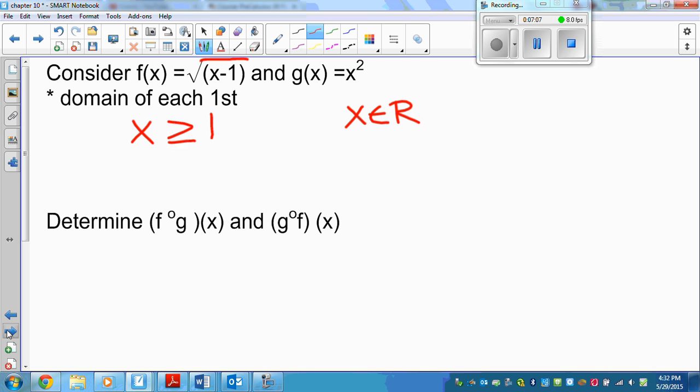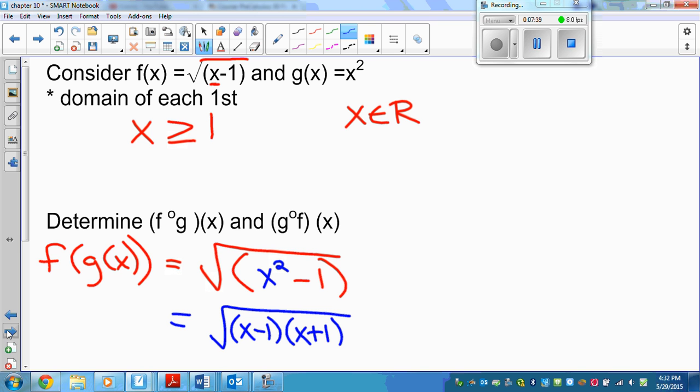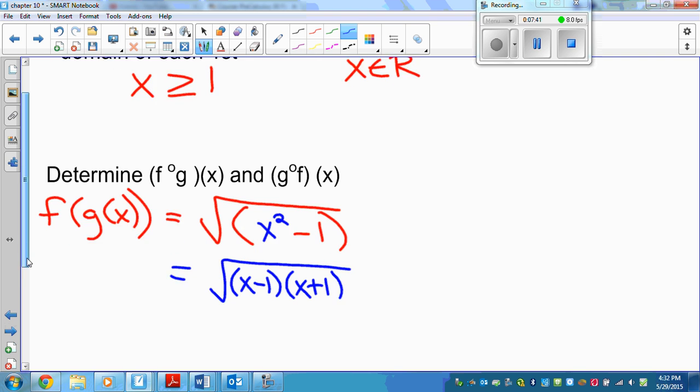Okay, so f of g of x, let's do first of all. I take my function f of x. Wherever I see x, I put in x squared, because that's what g of x is. So I have the square root of x squared minus 1, or x minus 1, x plus 1, if I wanted to keep it factored. Either of those would be correct.